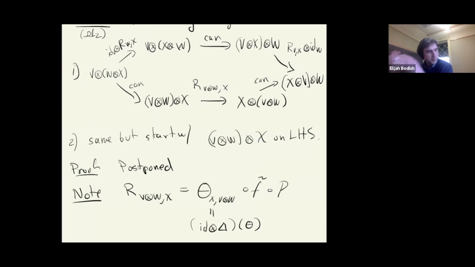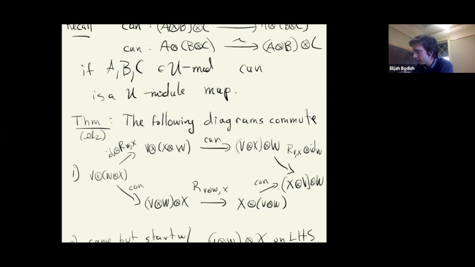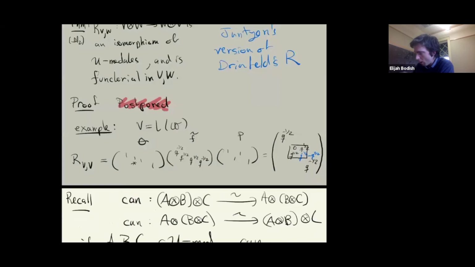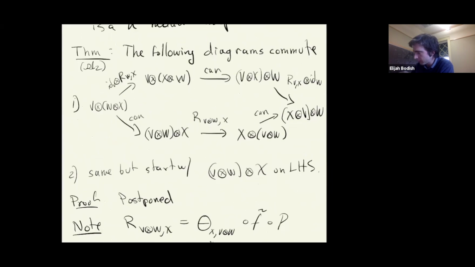So these are the two main results. In general, we are going to define the element R by using the pairing between U minus and U plus. Then the two results will be that, first, we can prove that this is actually an isomorphism of U modules. So we need to prove that it commutes with the action of U, and then check functoriality in V and W. And we'll also prove, I'm calling this theorem 2, that these hexagon diagrams commute for all V, W, and X, which are type 1 representations.